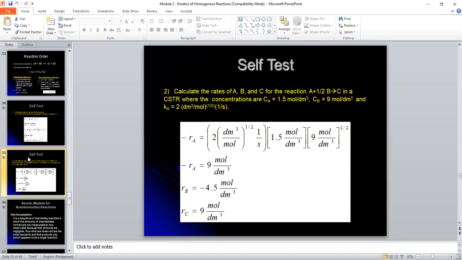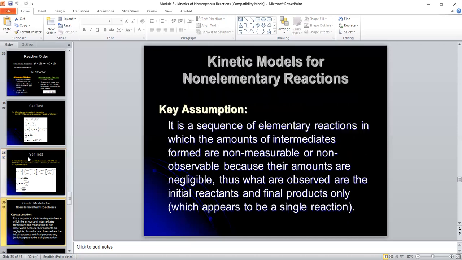So for today, we're going to discuss kinetic models for non-elementary reactions. Non-elementary reactions actually are most of the time overall reactions after we have already simplified the series of reactions that brings about the final product or products from the initial reacting species.